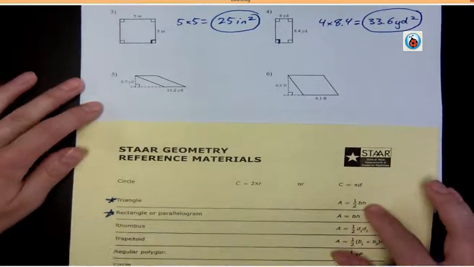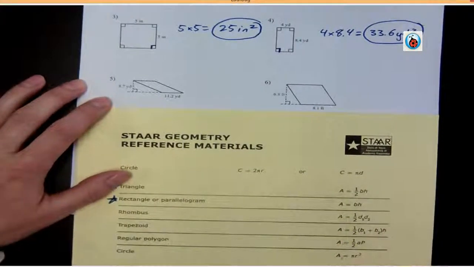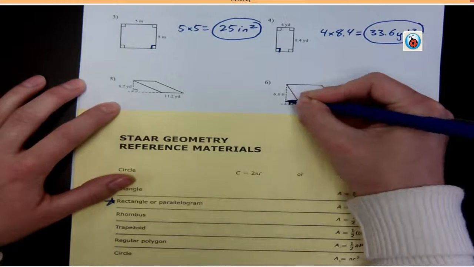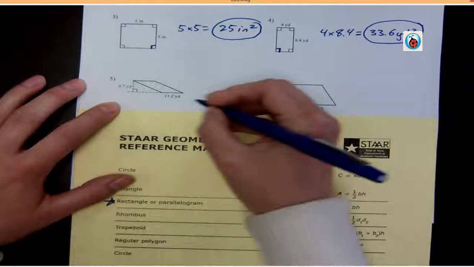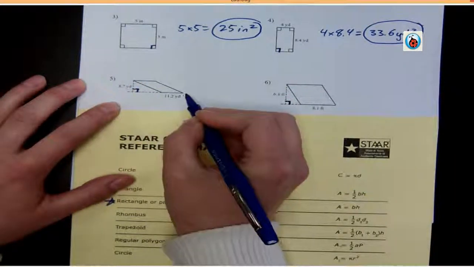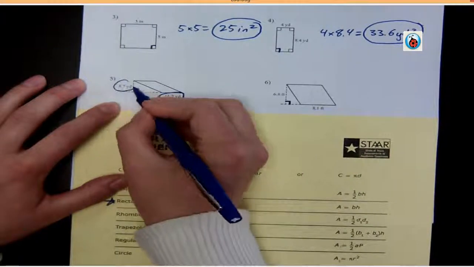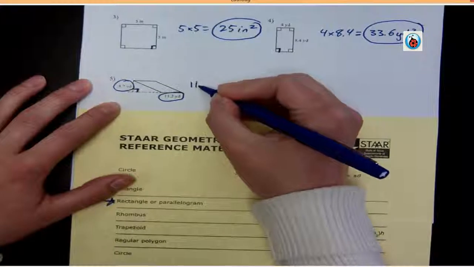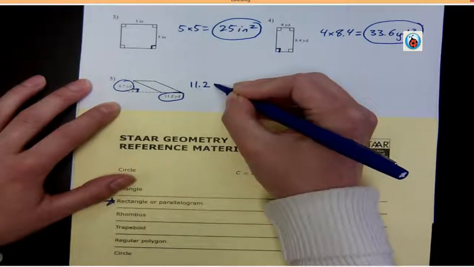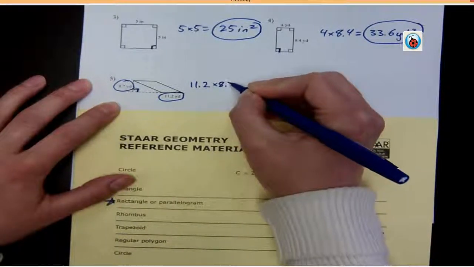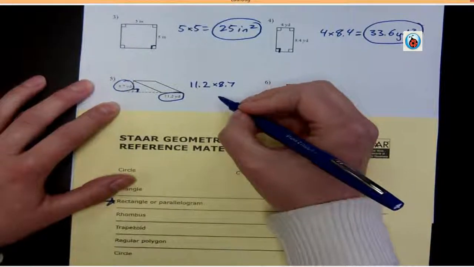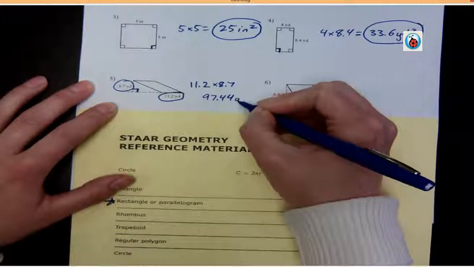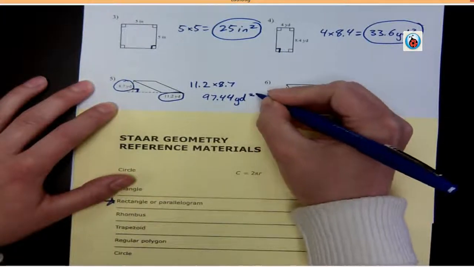Easy enough so far. So this is where, to get the right angle, I do the dotted lines. These dotted lines aren't a part of the figure, but that just lets me know what the vertical height is. And so again, it's just my base times the height they've shown for me here. And so it's just 11.2 times 8.7 comes out to 97.44 yards squared.